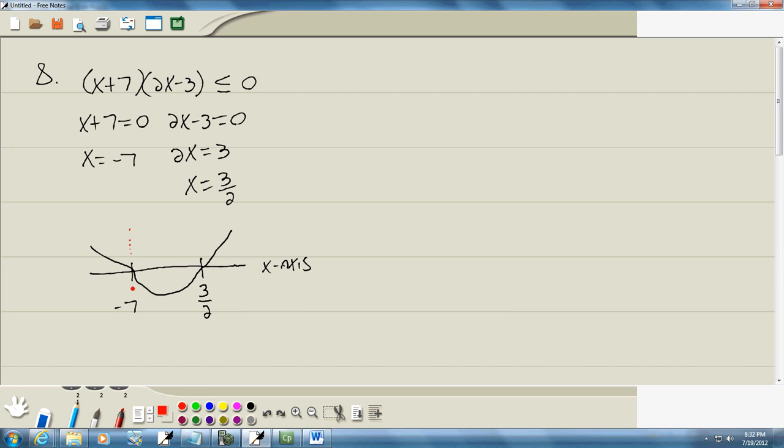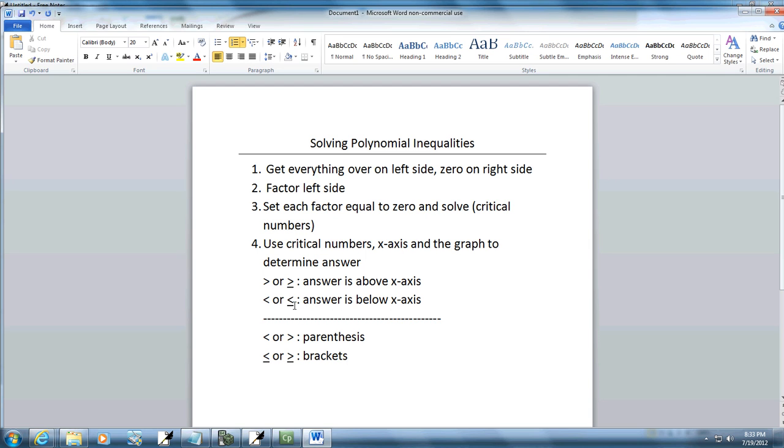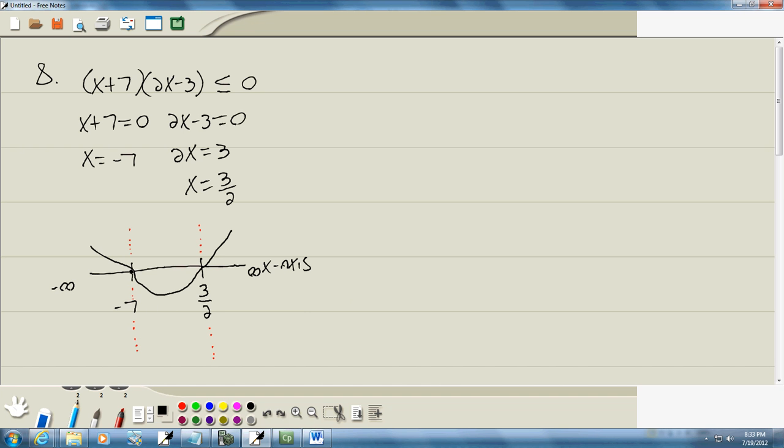Now, the critical values separate this into intervals. This first interval here is negative infinity to negative 7. The second interval is negative 7 to 3/2, and this one 3/2 to positive infinity. Now, we said for our problem, we have a less than or equal to. Less than or equal to, we say the answer is below the x-axis. Well, we look at where our graph is below the x-axis, and it's below right here. Since this is below the x-axis, that's our answer.